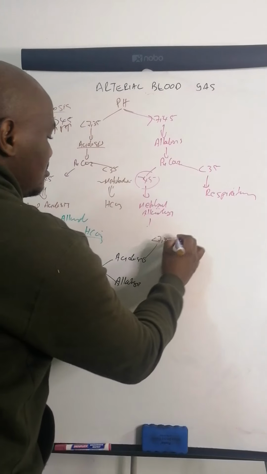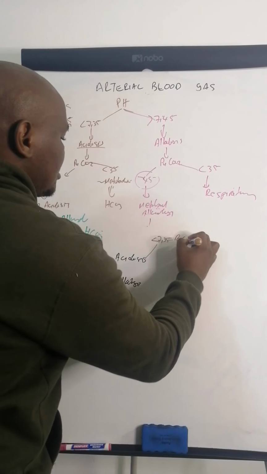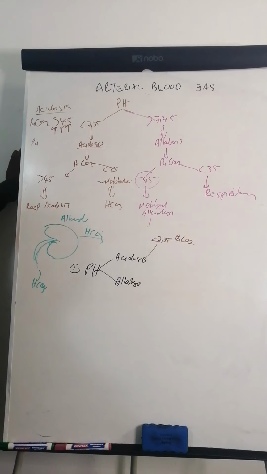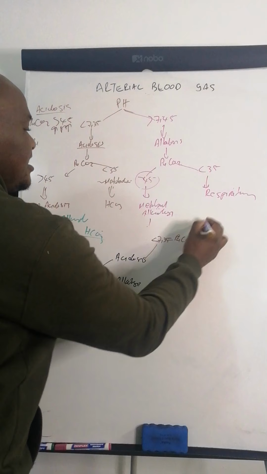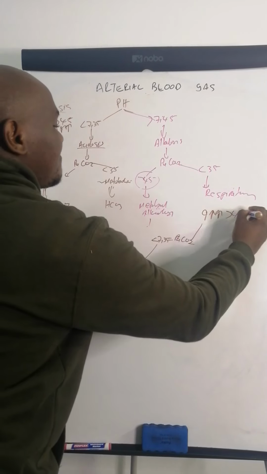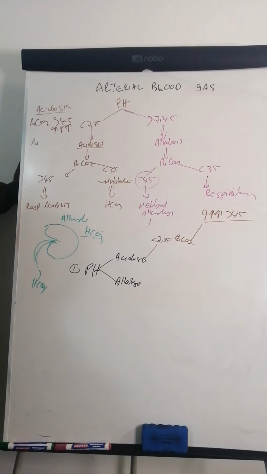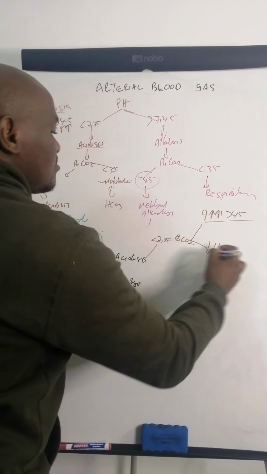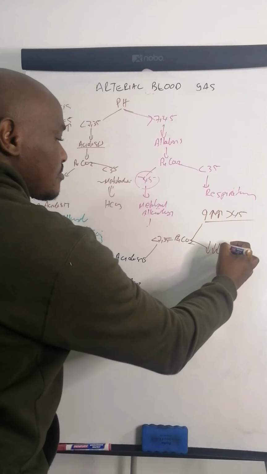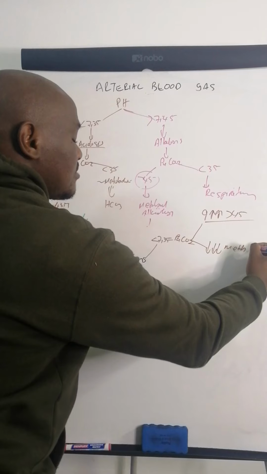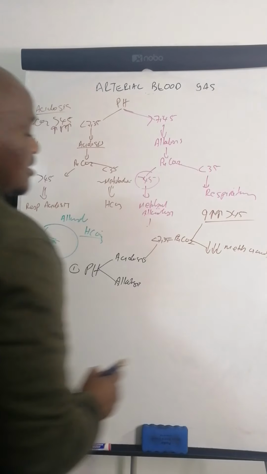Now look at your partial pressure to decide if you are having metabolic acidosis or respiratory acidosis. If this is high, meaning greater than 45, then that's a respiratory acidosis. But if this is low, most likely it's a metabolic acidosis, right?